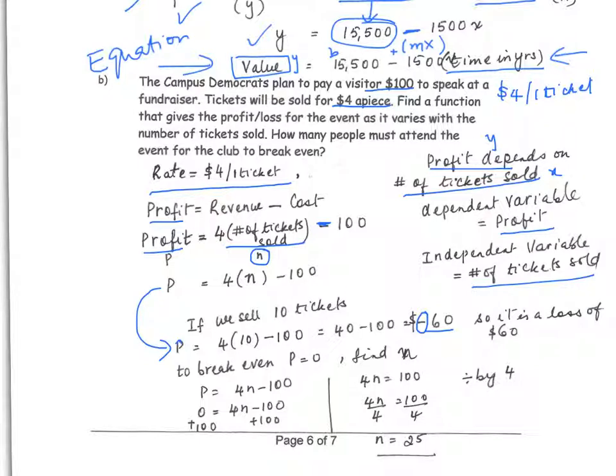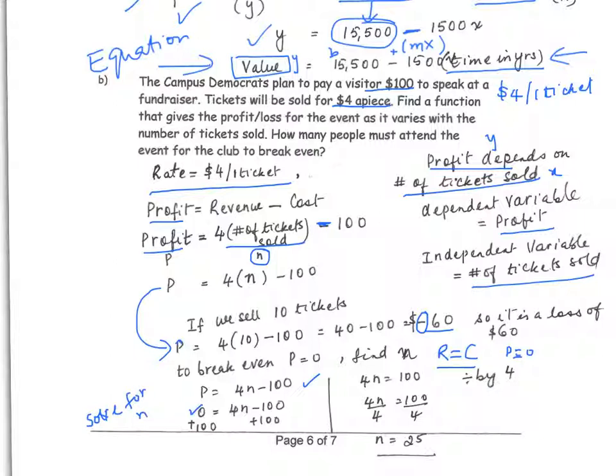Now, in order to break even, the revenue would have to be equal to cost. We need to make sure that the revenue is equal to cost. So that would cover the cost of $100 for the speaker. So, which means the profit is equal to 0. You can either set up R equals C or set up P equals 0. Either way, you get the same equation. So P equals 4N minus 100. We make the profit equals 0, which means we break even. So 4N minus 100 is equal to 0. We need to solve for N because we're trying to figure out the number of tickets.